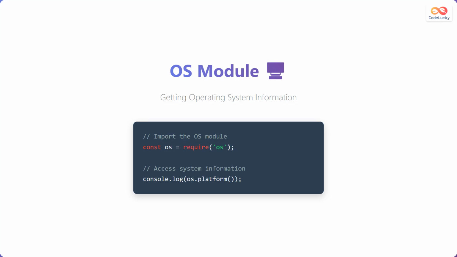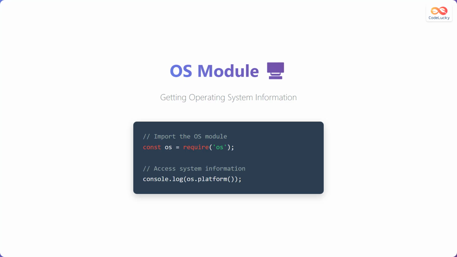Let's explore the OS module in Node.js, which allows you to retrieve information about the operating system your code is running on. This module provides a way to interact with and gather insights about the system. To begin, we import the OS module using the require function. This gives us access to various methods and properties that expose system-level information.